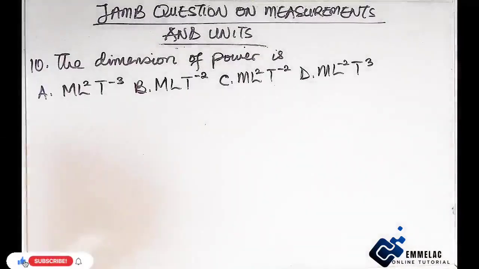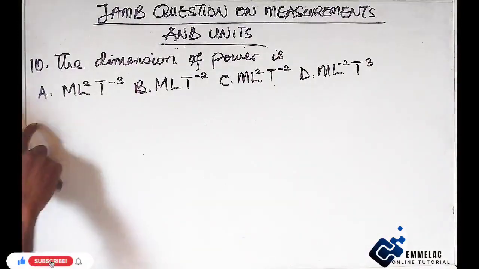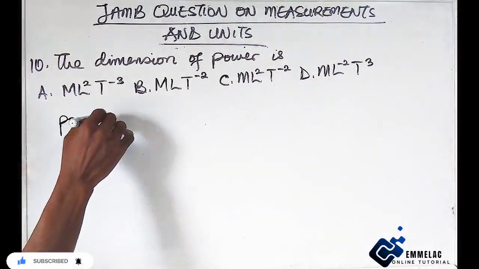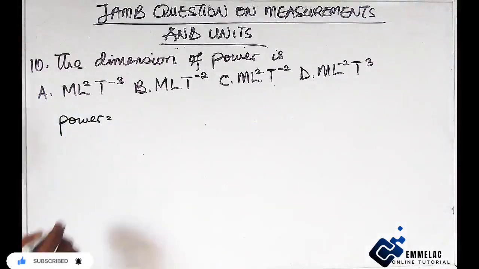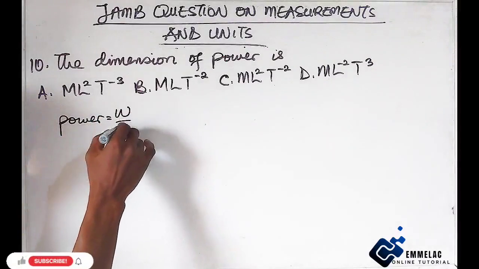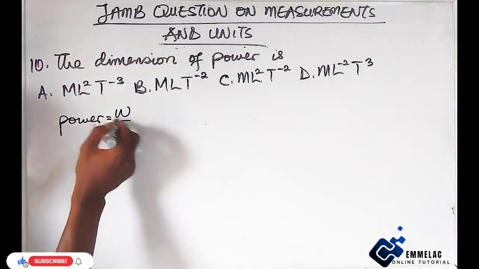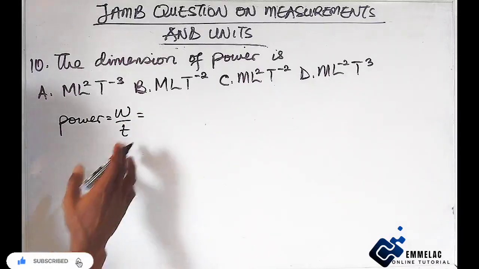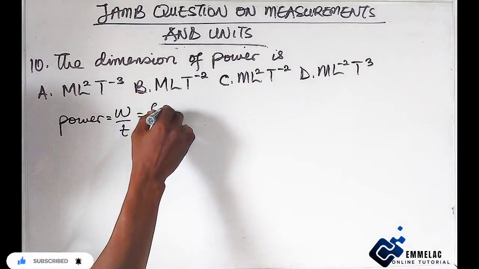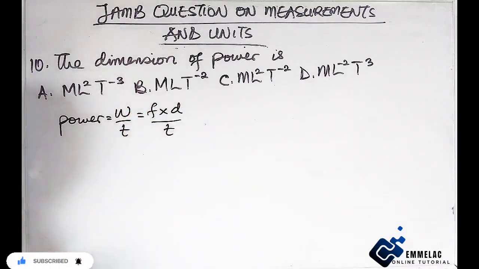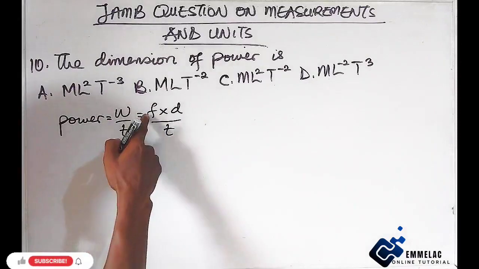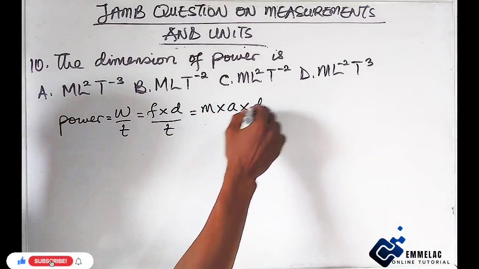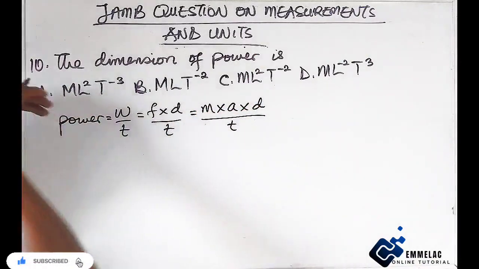Now for number 10, we are told that the dimension of power is, now we are given the options. Now let's look at power, and we know that power is the rate of doing work, that will be work over time. Now let us reduce work to the various quantities. That will be force times distance all over time. Okay, and force also can be reduced to mass times acceleration times distance all over time.